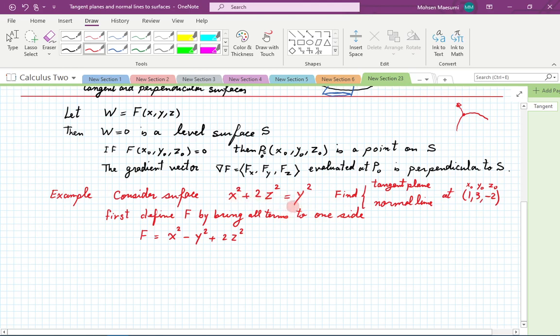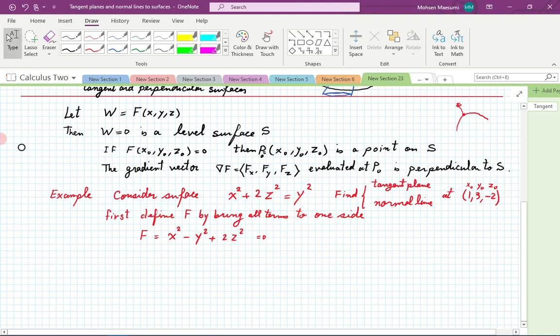How are we going to work it out? To make everything standardized, we clean things up by bringing everything to one side. So I have my function defined as f is equal to, now I took the y squared here, it becomes x squared minus y squared plus 2z squared. Now if this quantity becomes 0, I must be sitting on that surface. When this is 0, I am right on that surface that the problem is talking about.